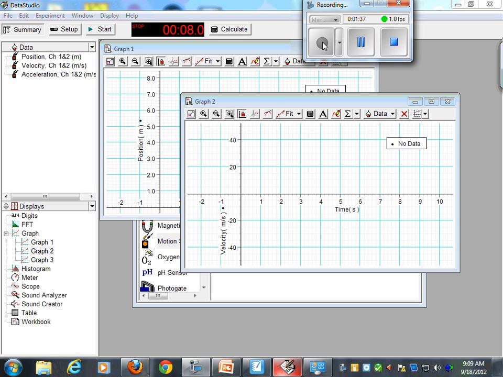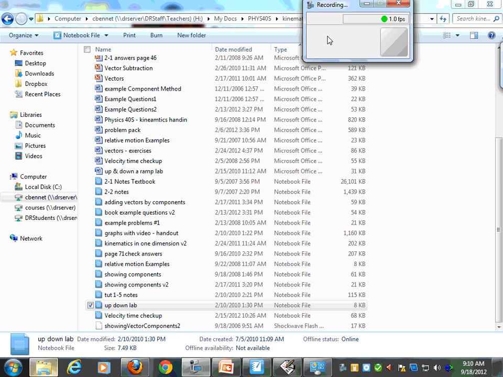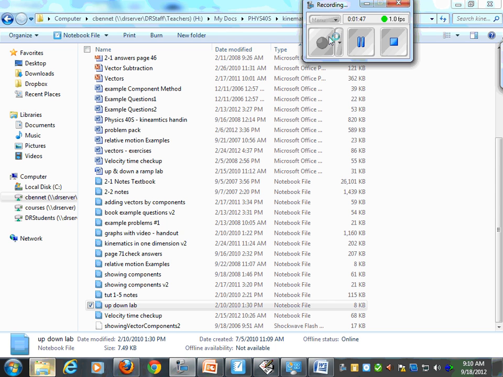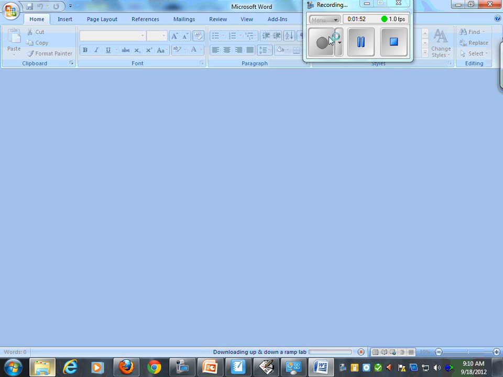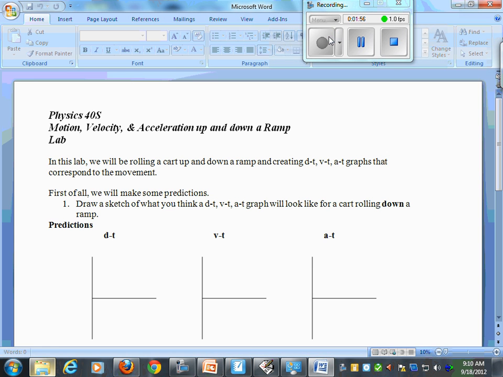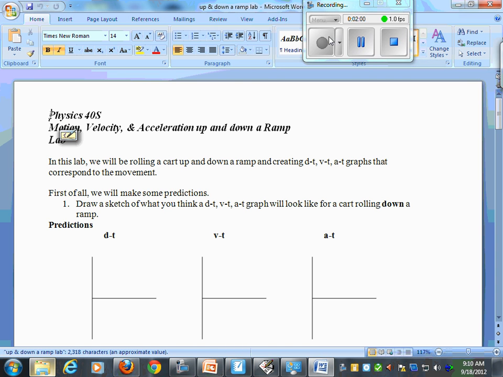I would like you to make a prediction for what it would look like. While that's loading up, I'd like you guys to make those predictions. Don't be one of those people who say, oh, I'll just wait to get the right answer, because the right answer comes later. So I'm not going on until I see everybody with 9 predictive graphs on that front page.